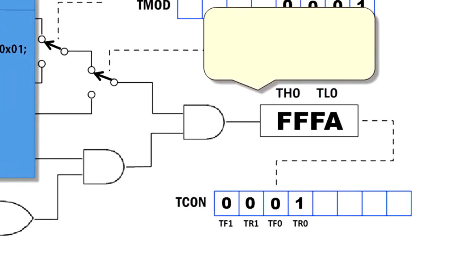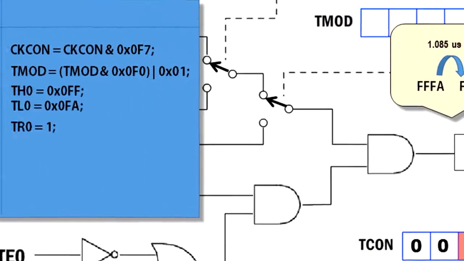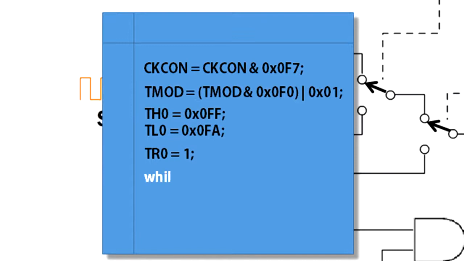From FFFA, the timer counter goes to FFFB. The content is incremented every 1.085 microsecond. While the timer is running, the timer 0 overflow is 0. The while TF0 equals 0 empty while loop runs within the loop as long as TF0 is equal to 0.